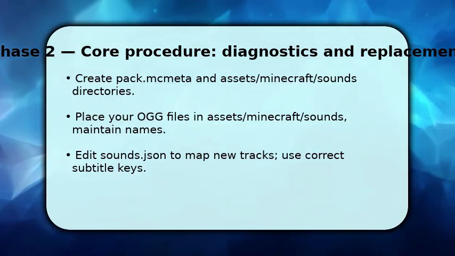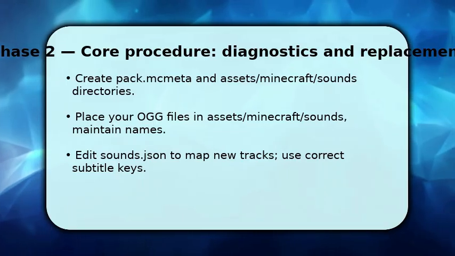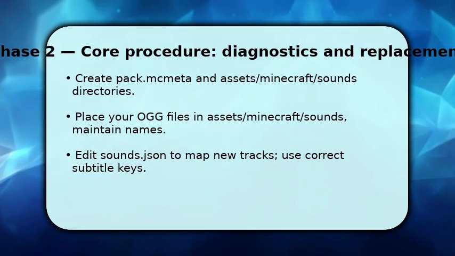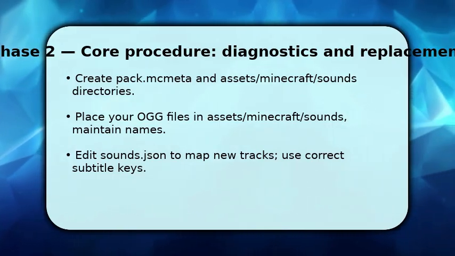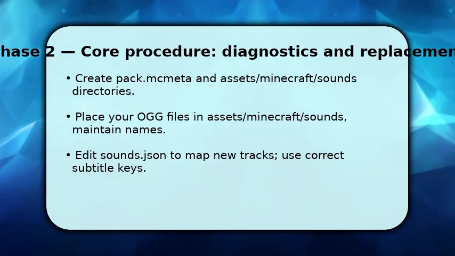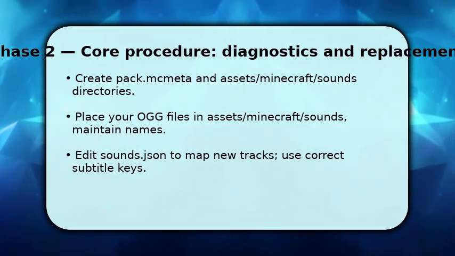Next, edit or create sounds.json to map sound events to your files, assign categories like music or ambient, and include subtitle text. This tells the game when and how to play each track so your custom music integrates cleanly.